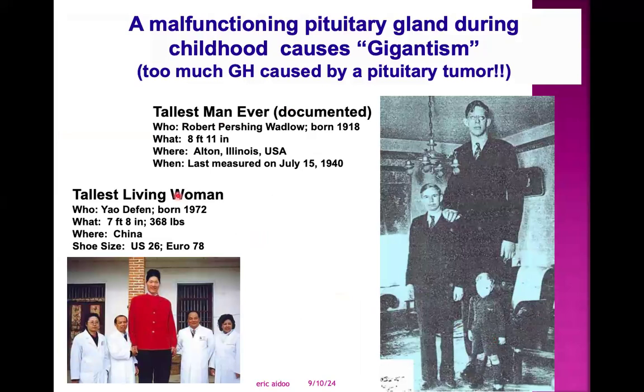So somebody will ask, what will happen if the pituitary malfunctions? In childhood, if it malfunctions, it's going to cause gigantism. That means that too much growth hormone can be produced when there's a tumor in the pituitary, as indicated by the tallest man at one point in the world. Then this one too, the tallest living woman at one point, because of pituitary anomalies.